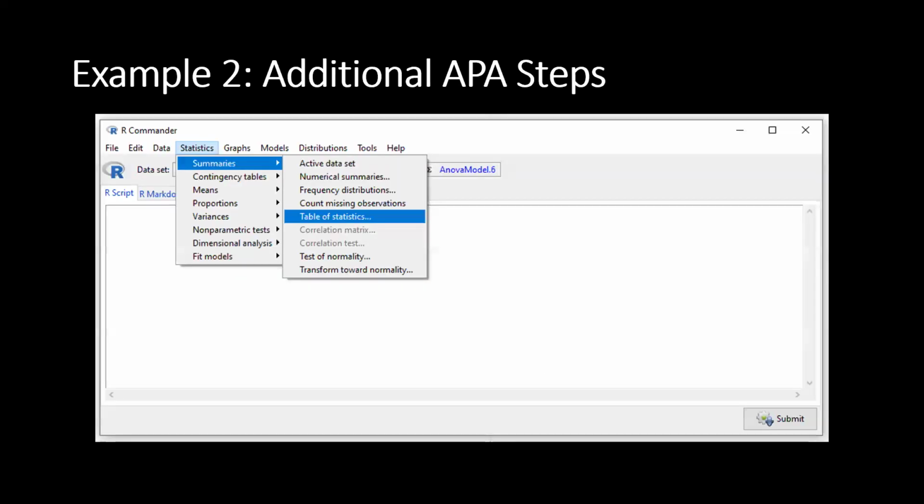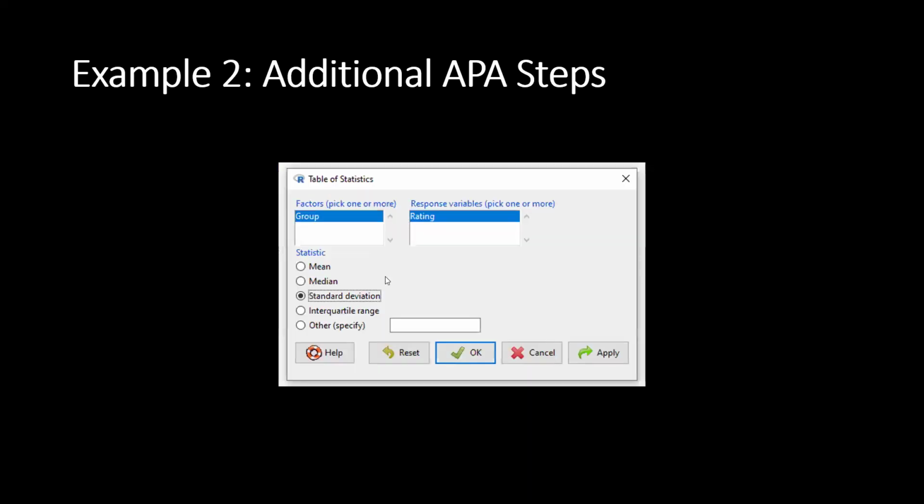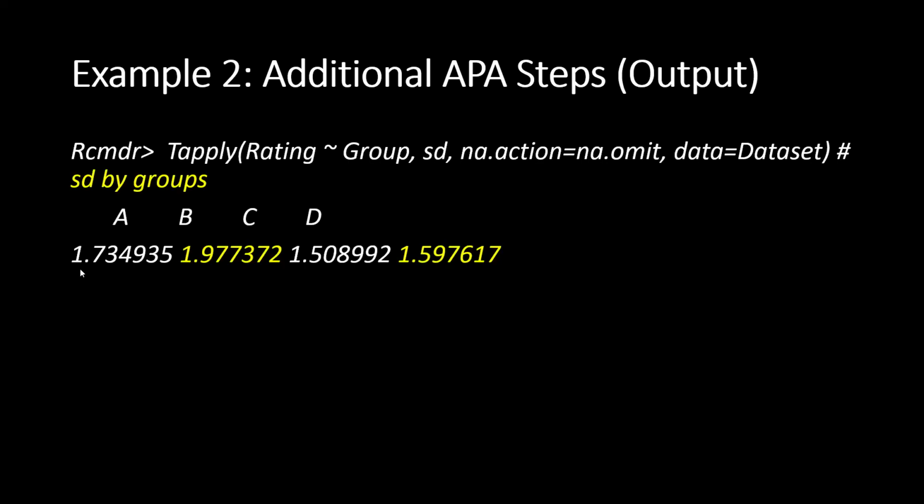Now we need to do the same for the standard deviation of the groups. Statistics, Summaries, Table of Statistics. Our factor is group, our response variable is rating, and we're going to choose standard deviation for our option and click OK. So this is the standard deviation of group A, group B, group C, and group D. We're only interested in group B and group D, and again, that's because of the Tukey's HSD post hoc analysis output.